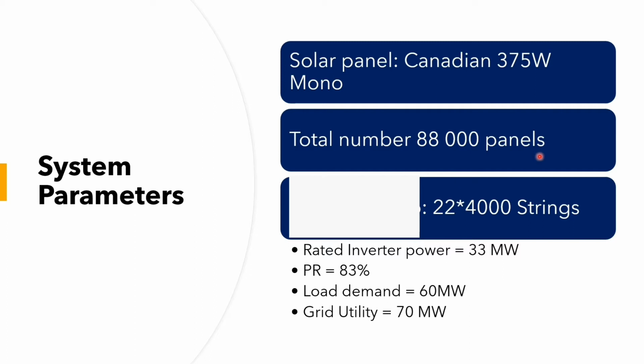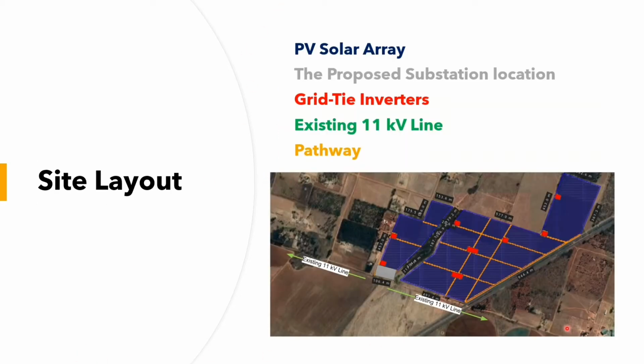Here are our system parameters. You have Canadian 375 watt mono panels, total number of panels 88,000, number of panels in series 22, and we have 4,000 strings. Rated inverter power is 33 megawatts, performance ratio is 83%, load demand 60 megawatts and grid 70 megawatts.